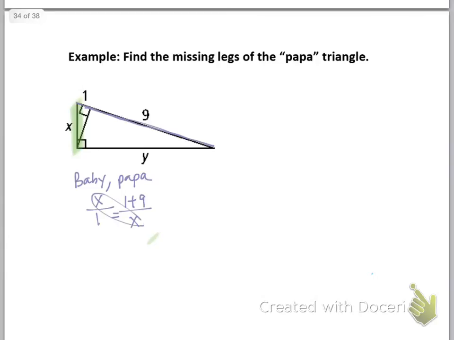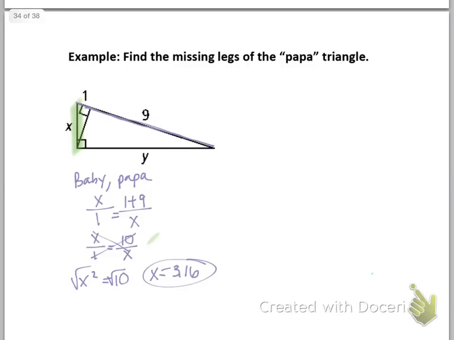Okay, what's missing is these x's here. So when I add, 1 plus 9 should be 10. x times x gets me x squared. 10 times 1 gets me 10. Opposite of squaring is square rooting. Square root of 10 in decimal is 3.16.